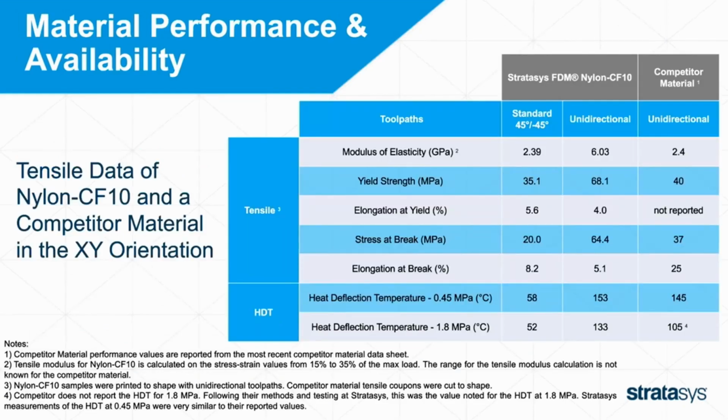So the data on this slide shows the results of the study where we're comparing the standard tool pathing to unidirectional tool pathing. So within the table, we represent both tensile and HDT data. So the tensile is where we are pulling a mechanical dog bone on both sides, and we're evaluating the material's strength, ductility, and elongation. HDT, or heat deflection temperature, is the temperature at which a material starts to soften or deform under a load, indicating its heat resistance.